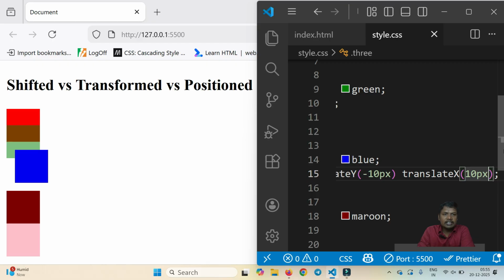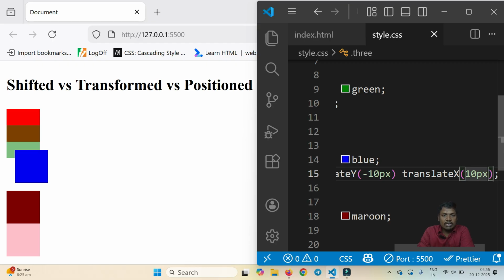So the transformed element is also in the normal document flow. So it is not real overlapping. So a shifted element using the margin property is still in the normal document flow, and a transformed element is still in the normal document flow. Its original space is reserved in the normal document flow. So using the margin property and the transform property does not make real overlapping.